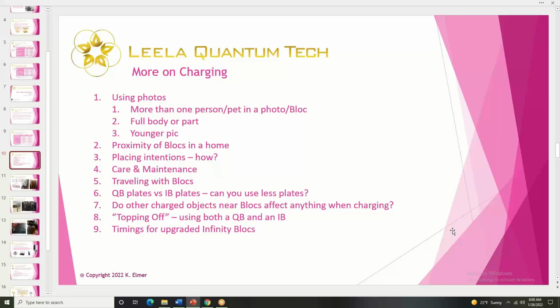So if you hurt your knee and that's all you want to work on, then that's totally enough. You just need a picture of that knee if you can't do it physically. Okay, because that was the other question too.